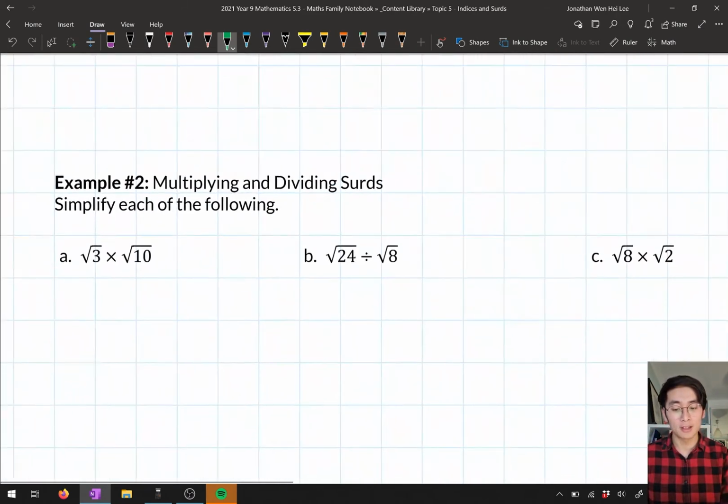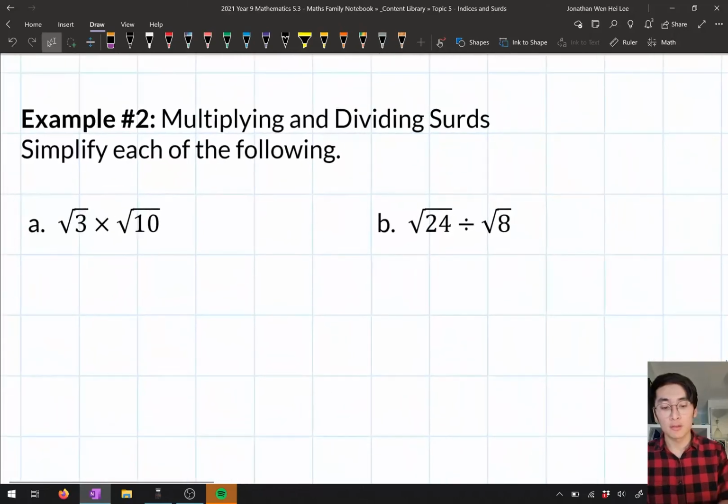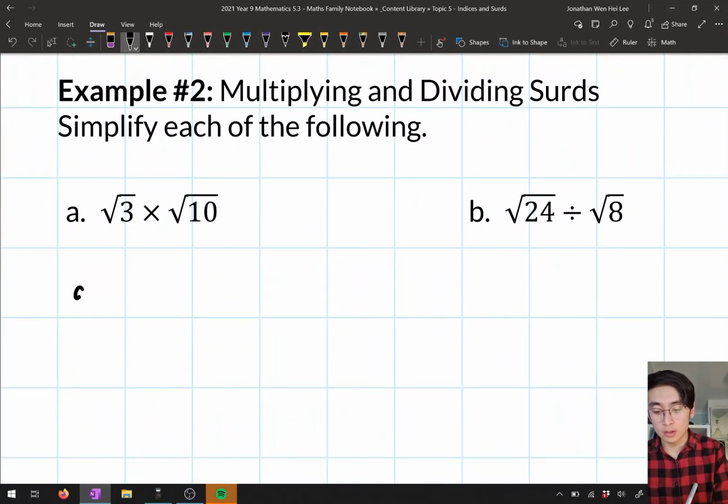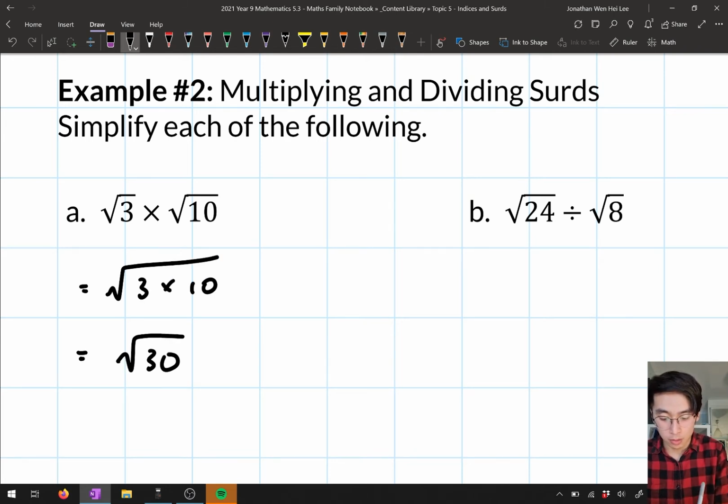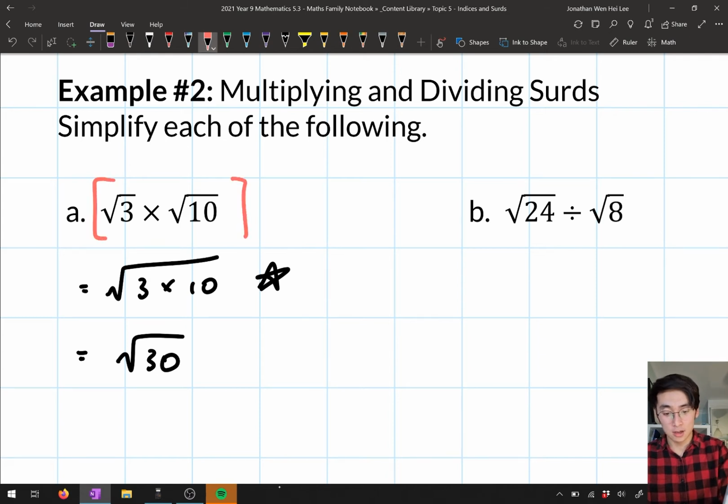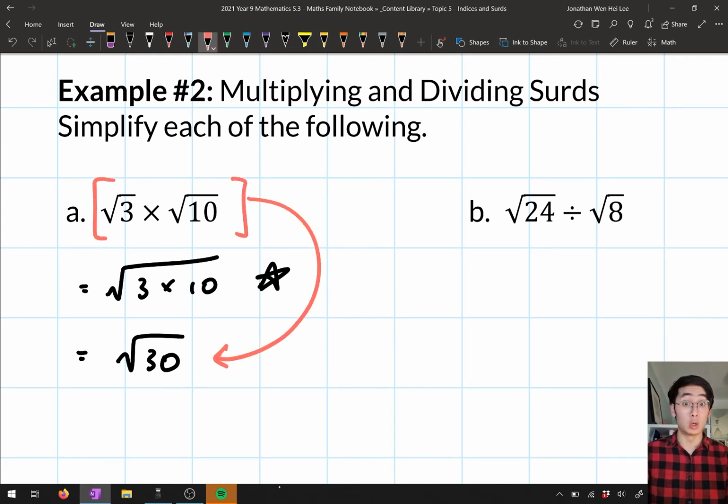Multiplying and dividing surds: simplify each of the following. Let's have a go at the first one. Here, A, we've got square root 3 times square root 10. When we multiply surds, we multiply the numbers inside our surds. So here, I'm multiplying the 3 and the 10 and putting a square root sign over the top. So this just becomes the square root of 3 times 10, or square root 30. This step is just the working out I did to get to the final answer. If you're comfortable jumping straight from here to here, that's all good. Let's have a look at the next example.